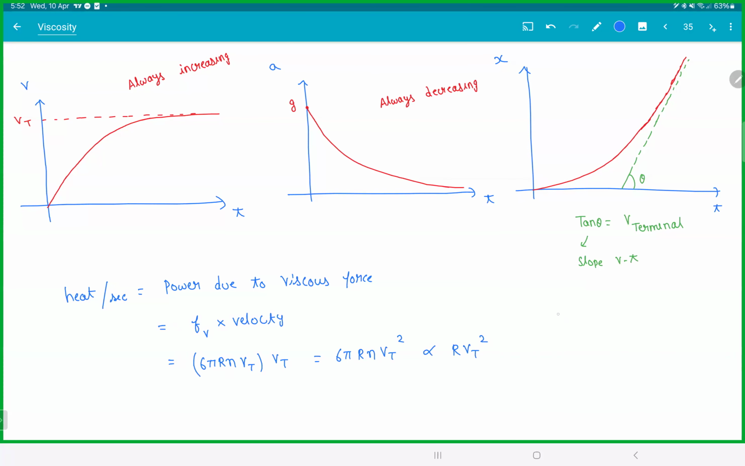But we also know v terminal is proportional to r square. So this would be r power 5. It's a pretty rare formula, a power 5. So heat produced per second is proportional to r power 5.